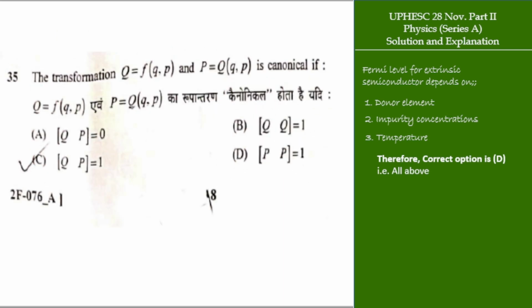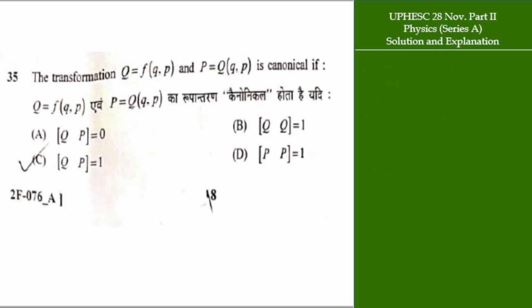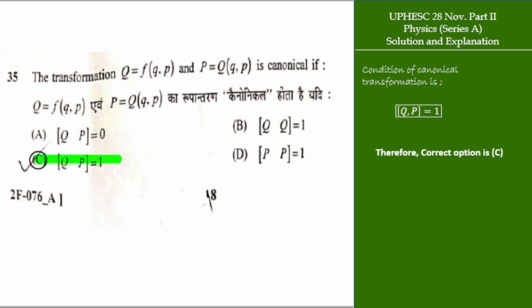In question number 35, they have asked about the criteria for any transformation to be canonical. What is the criteria? It is also a direct question, and the correct answer for this one is QP equals 1. That is option C. This is the criteria for any transformation to be canonical.